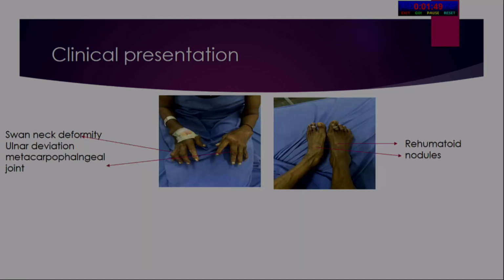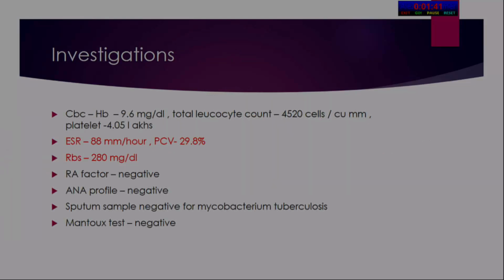Clinical presentation: there was a swan neck deformity seen and ulnar deviation of metacarpophalangeal joint, and rheumatoid nodules were noted. Investigations: CBC was normal, whereas ESR was raised, 88 mm per hour, and RBS was 280 mg per dl. RA factor and ANA profile were negative, sputum sample was negative for Mycobacterium tuberculosis and Mantoux was negative.